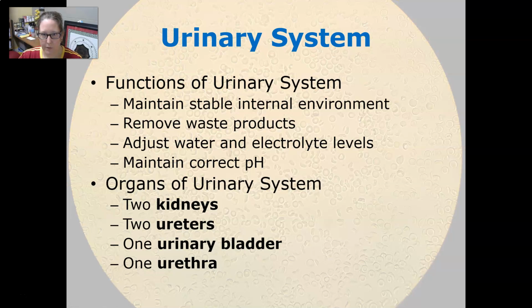So let's start with the functions of the urinary system. It is to maintain a stable internal environment, also known as homeostasis, to remove waste products, which would leave in the urine, and to adjust the water and electrolyte levels to keep the body well hydrated, and to maintain and correct the pH. The organs of the urinary system that help make this happen are the two kidneys, the two ureters, the one bladder, and the one urethra.